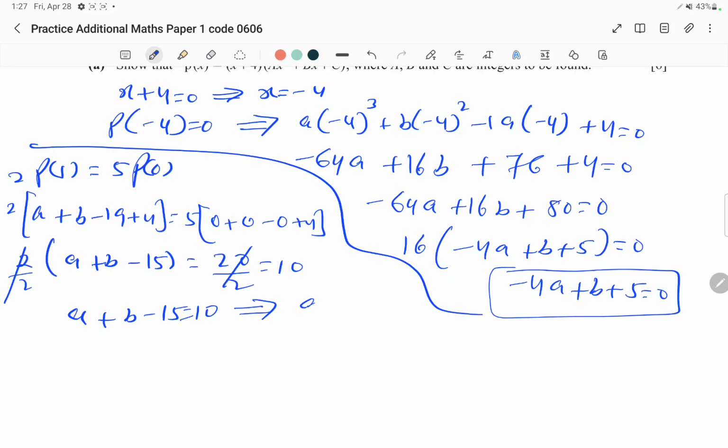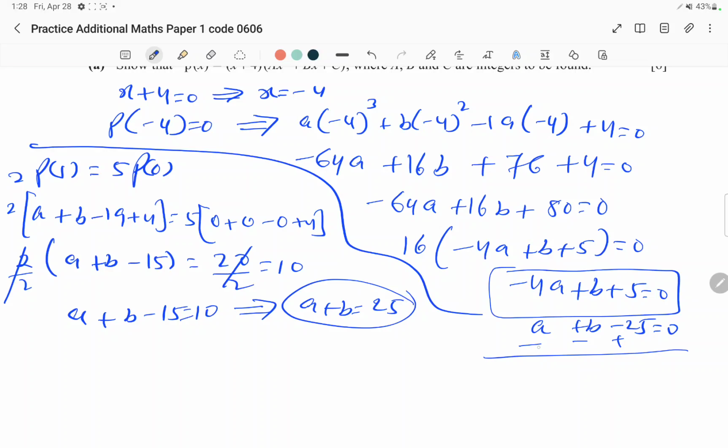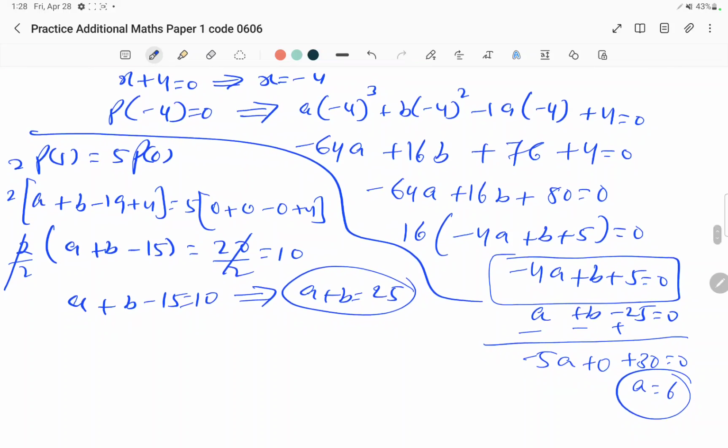Now here I got a plus b equals 15. You can take it to the right side. It is 25. So now I have two equations: a plus b equals 25 and minus 4a plus b equals 5. Now what I can do, I can write the same thing over here, a plus b minus 25 equals 0, and then I subtract, so minus becomes plus. Minus 4a minus a is minus 5a, then b minus b is 0. 5 and plus 25, that's 30. So here minus 5a equals minus 30, a equals 6. So now I got a equals 6.